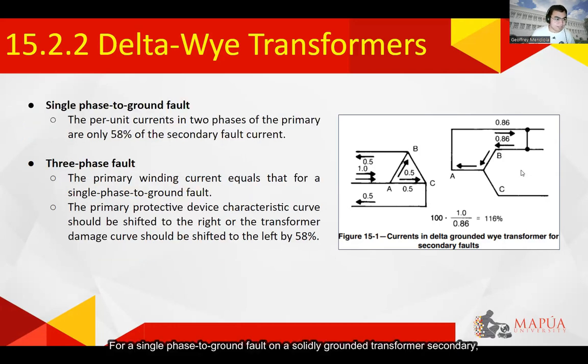For a single phase-to-ground fault on a solidly grounded transformer secondary, the per unit currents in two phases of the primary are only 58% of the secondary fault current. For a three-phase fault on the transformer secondary, the primary winding current equals that for a single phase-to-ground fault. For this condition, the primary protective device characteristic curve should be shifted to the right, or the transformer damage curve should be shifted to the left by 58%.